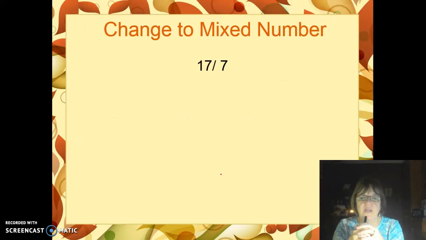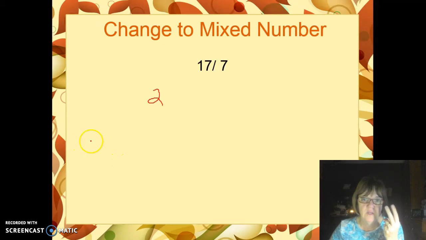All right, so again, we got 7 as our denominator. So we're counting by 7s. 7, 14. If I go to 21, that's too much. Okay, so again, you can use your calculator. 17 divided by 7. If I go to 14, that's good. So how many did I count? 7, 14. I only counted 2.